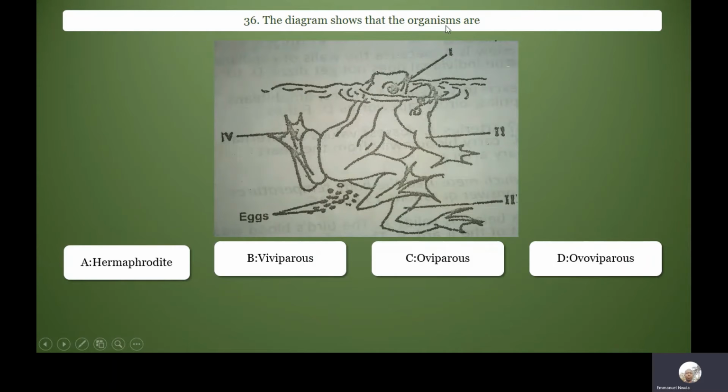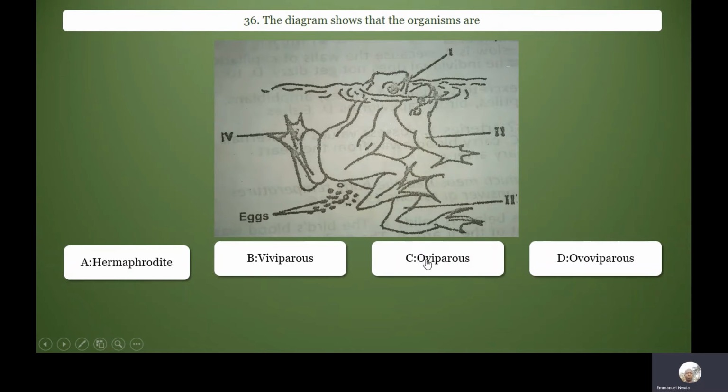The diagram shows that the organisms are... so you can see the male mounting on the female. As the female is releasing her egg outside of the body, the male is releasing sperm on the eggs. So the animal is said to be oviparous. The correct option here is C. Oviparous means the animal lays the egg outside of the body.